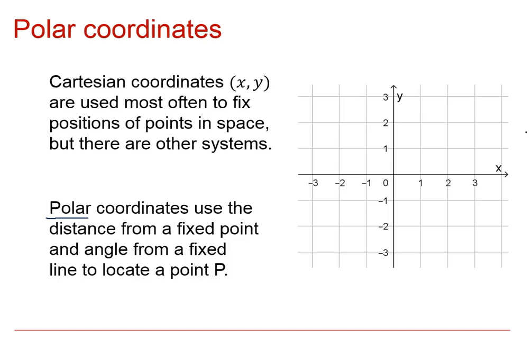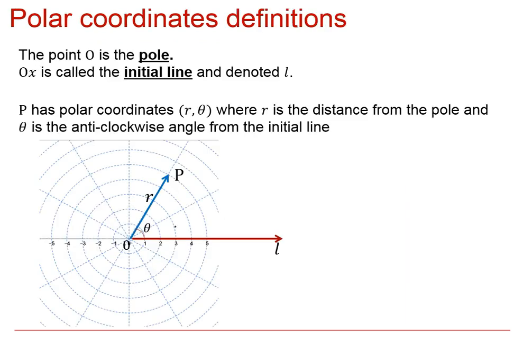So for example, if we wanted to look at this point here, which in Cartesian coordinates would be the point 3, 2, what we would do is look at the distance from a fixed point, which would be the origin. We call that r, and then we'd look at the angle from a fixed line, which is from the positive x-axis, and that's going to be theta. So we can fix that point P in space using Cartesian coordinates, or we could use polar coordinates. For some curves, polar coordinates are actually more useful to us than Cartesian.